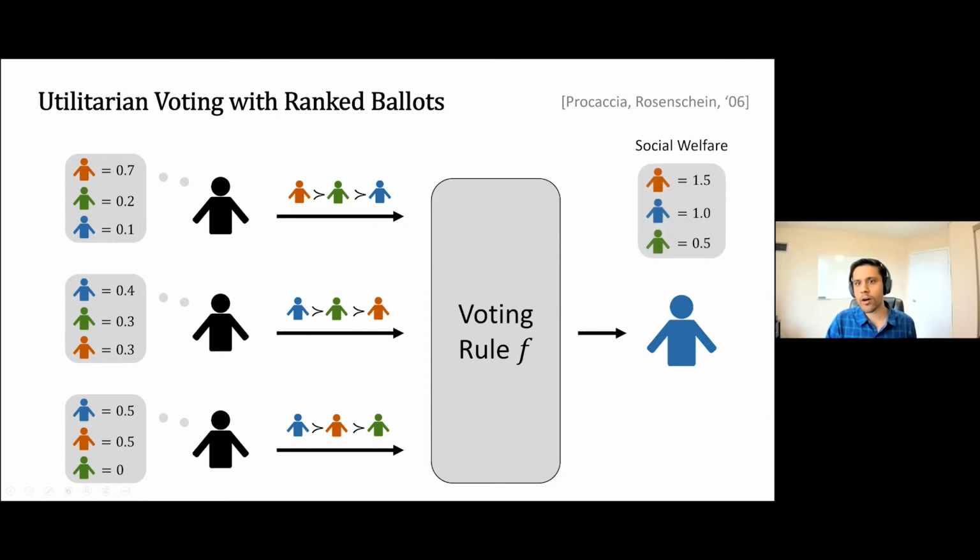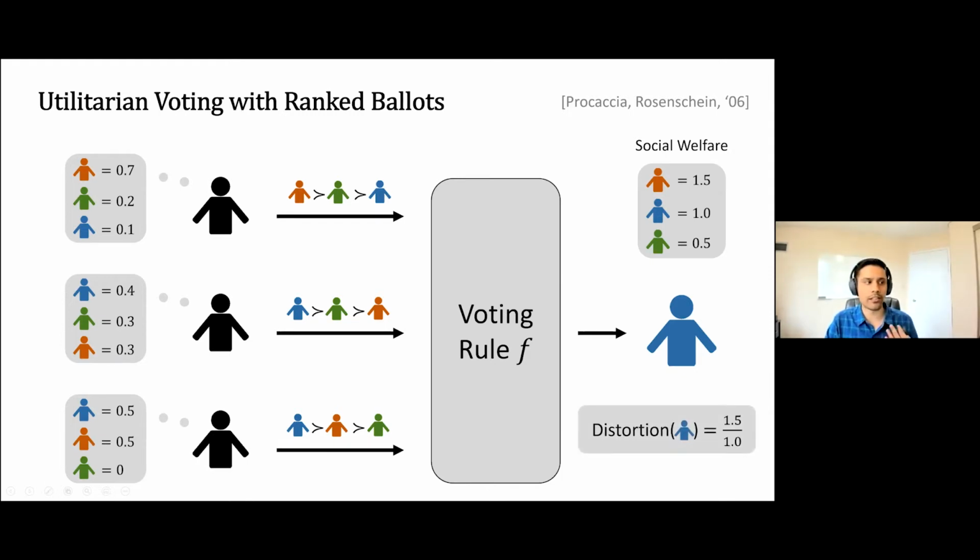One of the most common ways to do so is to look at the utilitarian social welfare, which is simply, for each candidate, the sum of the utilities that it gives to the different voters. In this case, the orange candidate would have a social welfare of 1.5, the blue one 1, and the green 1.5. Had we known these utility functions, we can argue that we would want to pick the orange candidate. But because the voting rule doesn't have access to this complete information, sometimes it can end up picking a suboptimal candidate like the blue candidate here.